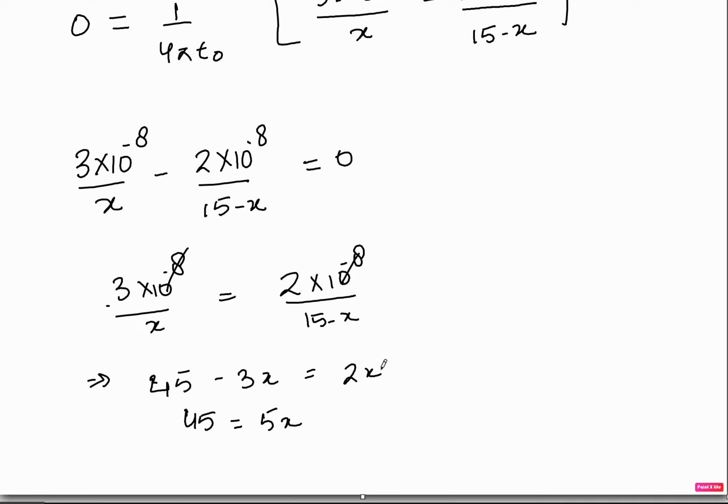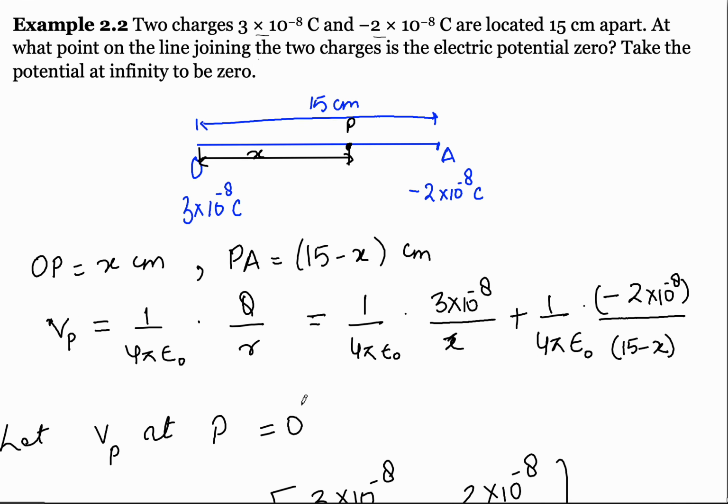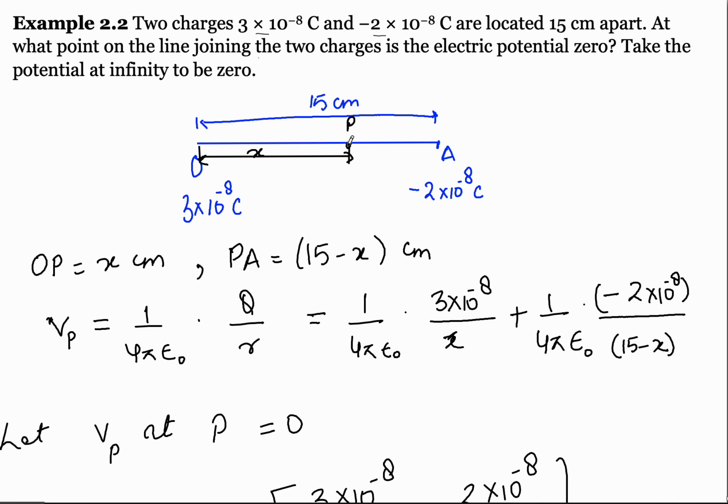This minus 3x will go on the right hand side and it will become positive 3x. So from this very simple equation, we can find out the value of x, which is 45 by 5, and we already know that 45 divided by 5 is 9. In the beginning I told you I'm not converting the unit, so the unit of x will be centimeters. So x is equal to 9 centimeter. From here, the potential will be 0. Now this is the first part of the question.